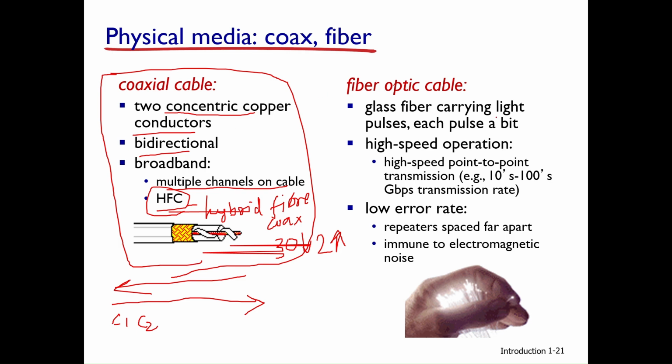Glass fiber carrying light pulses. Each pulse is a bit. If it glows, it's 1. If it does not glow, it's 0. So at each pulse, if it glows, it's 1, and if it does not glow, it's 0. That's how the fiber optic cable transmits the data.